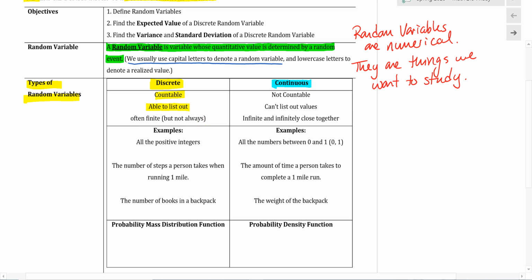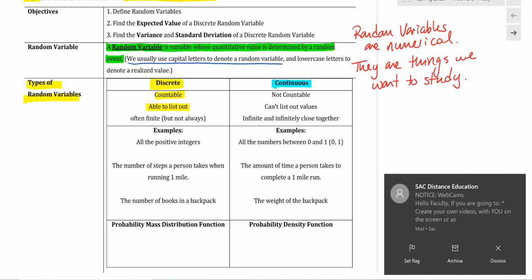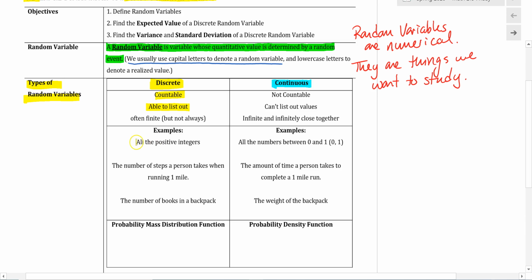So here they give some examples of some discrete random variables. All the positive integers, 1, 2, 3, 4, 5, 6, 7, and so on, those are discrete. The number of steps a person takes when they're running a mile, you can count that. It might be big, it might be hard to count, but you physically can count how many steps someone takes when they run a mile. If you look at a backpack, you can count the number of books in it. So those are all known as discrete values, and these could all be discrete random variables.